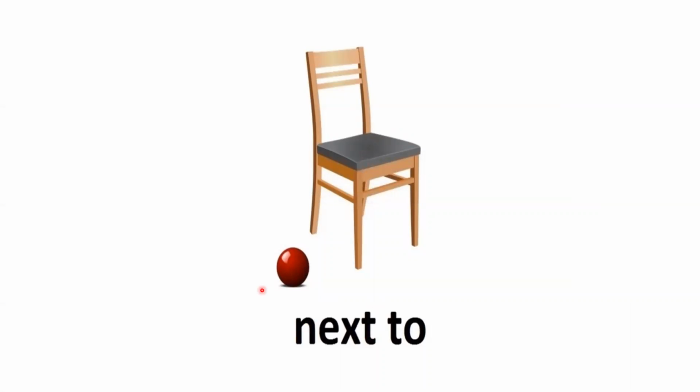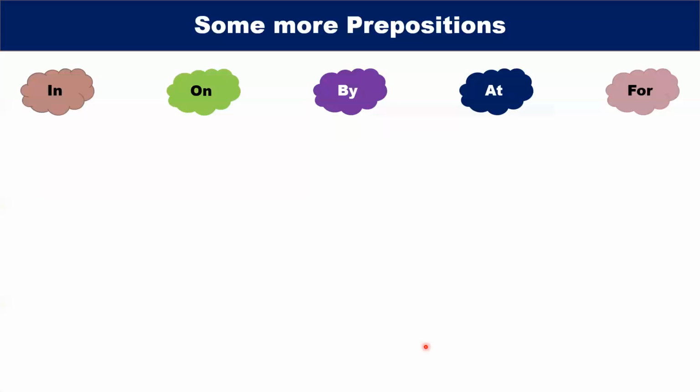Chair and ball. So ball is just side में है ना ball, तो which preposition we will use? Next to. For this type of situation, we will use the preposition next to. Clear? Let us see some more prepositions.